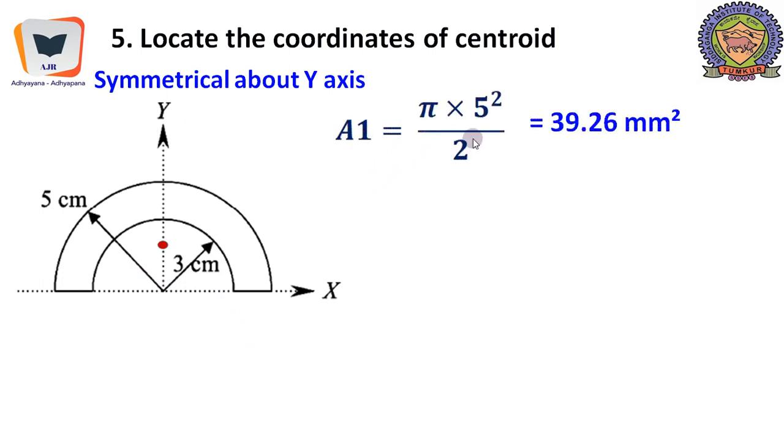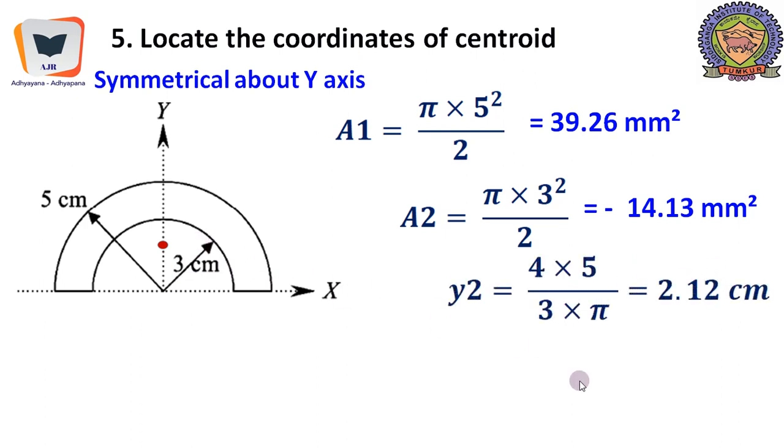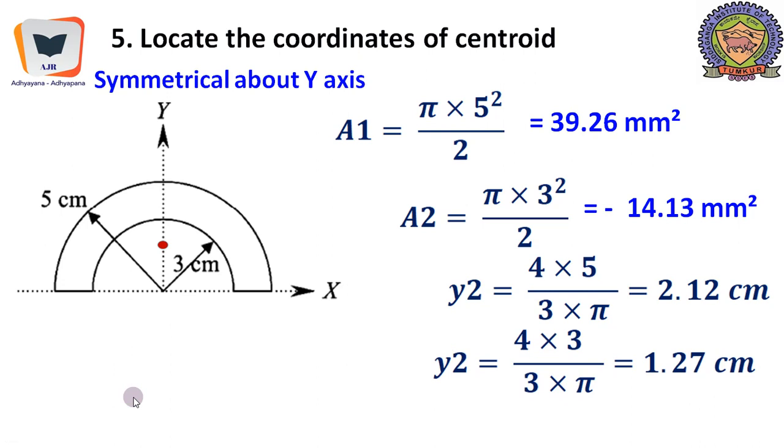So A1 is pi 5 square by 2, because the radius is 5, 39.26 centimeter square, and A2 is pi 3 square by 2, it is minus 14.13 centimeter square, because it is a punch. There is no area. So how to formulate this area which is not present? By putting the minus sign, that's all. So y2 is 4r by 3 pi, this height, it is somewhere over here. So 4r by 3 pi, and so it should be y1, sorry, should be y1, not y2. So this is y1.